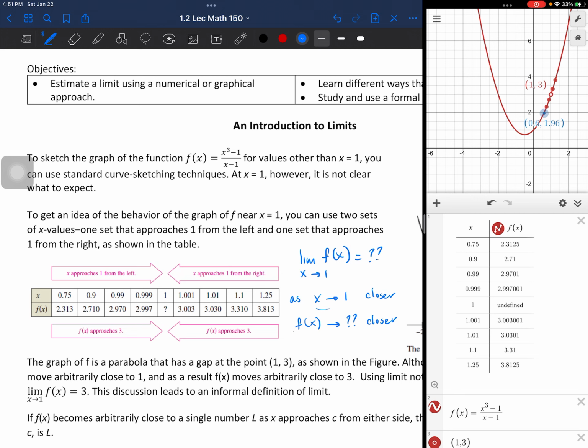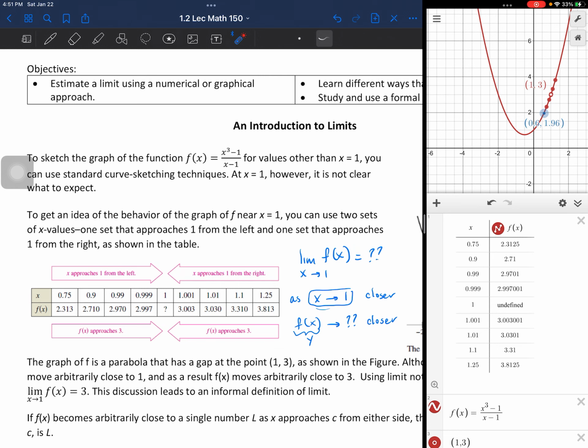Now remember that this means the y value. So here we have a table. We're going to plug in numbers that are getting closer to 1. If you notice here, we have 0.75, it's close to 1. 0.9 is even closer to 1. 0.999 is even closer to 1. 0.9999 is even closer to 1. And then 1, of course, is 1. But we're also going to approach 1 from the right side. So we're going to try 1.25, 1.1, and if you notice, we're getting closer and closer to 1.